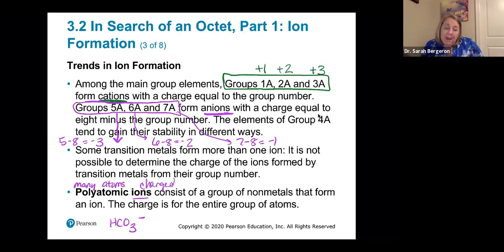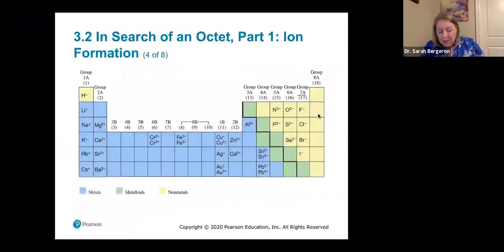So do I have many atoms? Yes. As long as you have more than one, the answer is yes. So we have hydrogen, we have carbon, and we have 3 oxygens. And when all those are put together, they have a charge of -1. And so that charge is for the whole group of atoms. And polyatomic ions are super important in the body, and we'll show you a few examples.